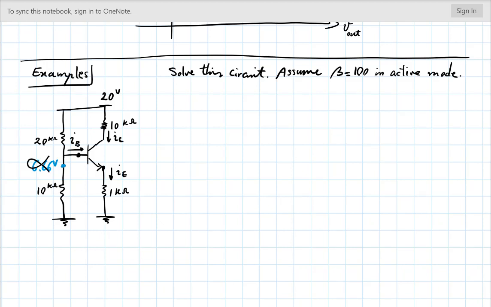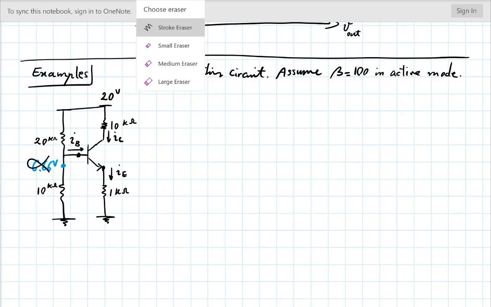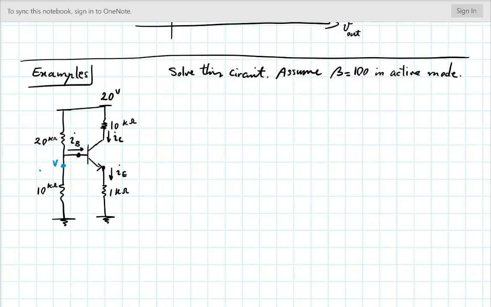So what I will do now is, as a first approximation, I will, for now, neglect the base current. Okay? Assume that it's very small and neglect it. It's purely an assumption that I have not justified yet.